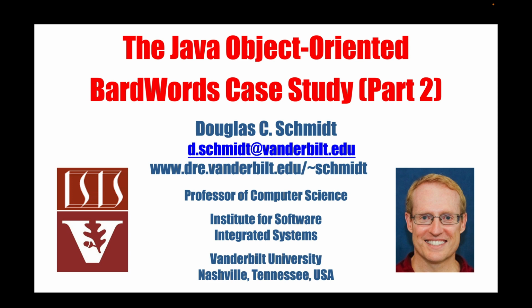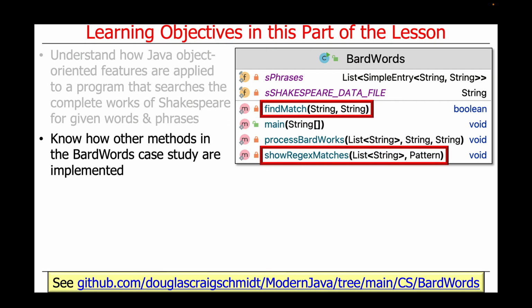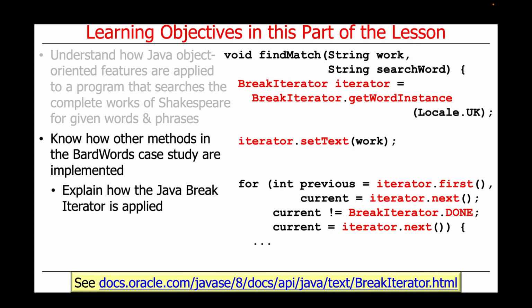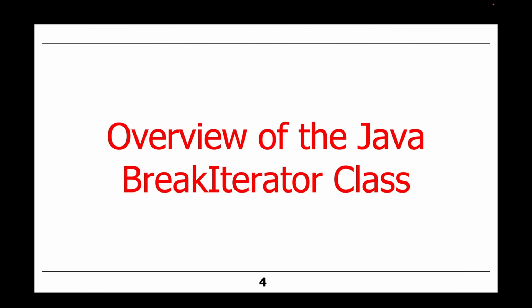We'll now continue with part 2 of our examination of the Java object-oriented BardWords case study. In this part of the lesson, we'll show how other methods in the BardWords case study are implemented using object-oriented Java features. We'll also explain how the Java BreakIterator class can be applied to the case study. We'll begin with an overview of the Java BreakIterator class.